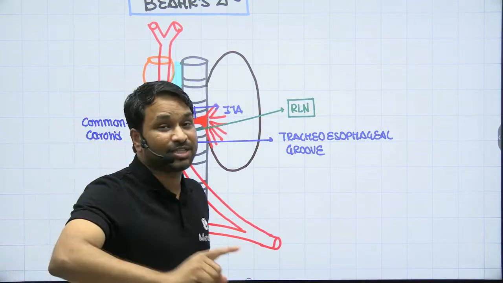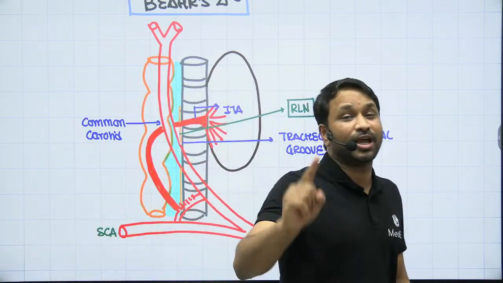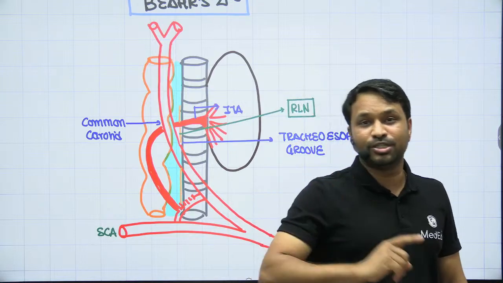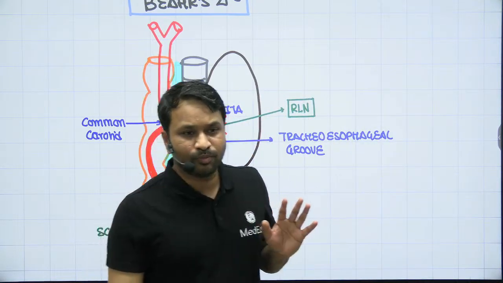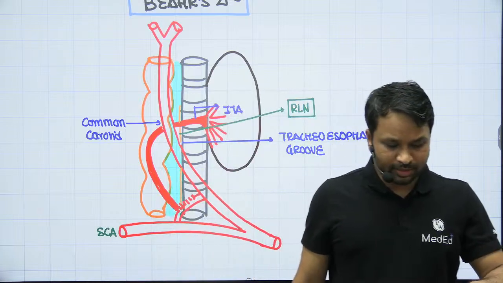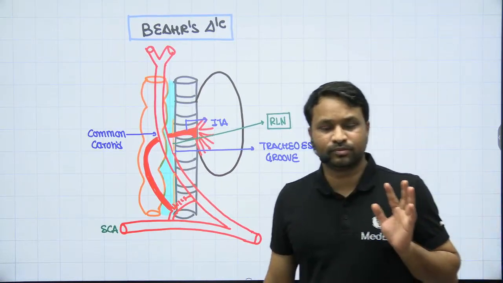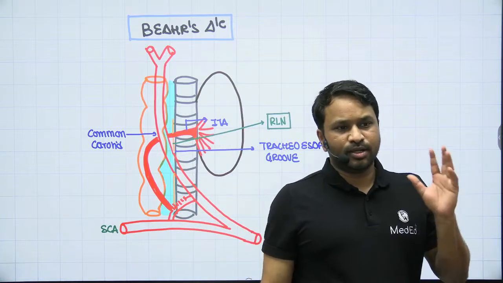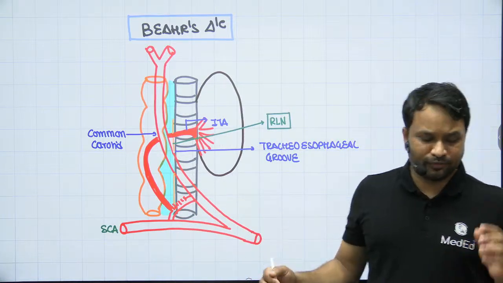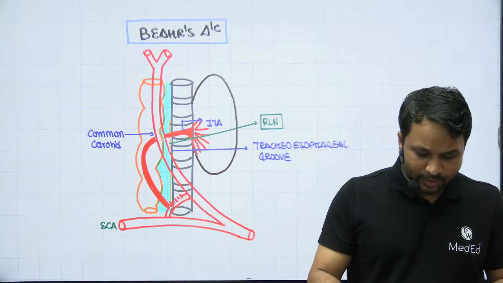Now you need to be extremely careful when you're dissecting this triangle. You do not want to injure the recurrent laryngeal nerve. Is that clear? Did everyone understand? Is everybody oriented to this? What exactly is this Beahrs triangle? Sorted? Right? So this is how the Beahrs triangle is going to unfold. We will remember this so that we don't make any mistakes.